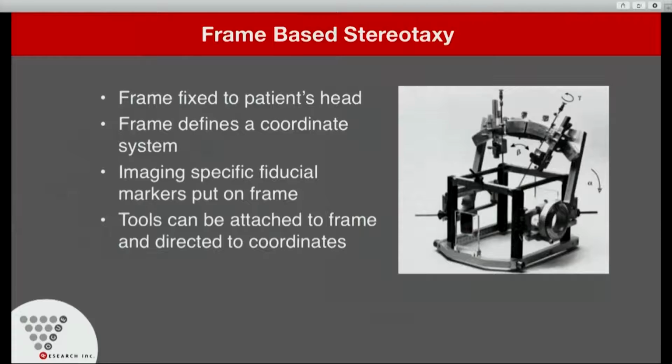Sorry, I don't have a laser pointer, so I can't really point to these, but you can see this little cube on the screen. The cube defines a three-dimensional coordinate space. So instead of latitude, longitude, there's an XYZ coordinate system. And you can attach tools to the stereotactic frame. And you can dial up essentially the XYZ location on the frame and guide that tool to the correct location.